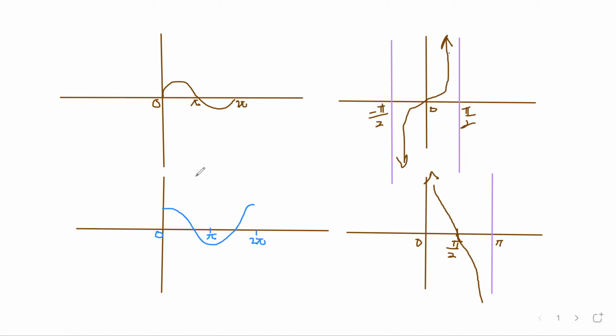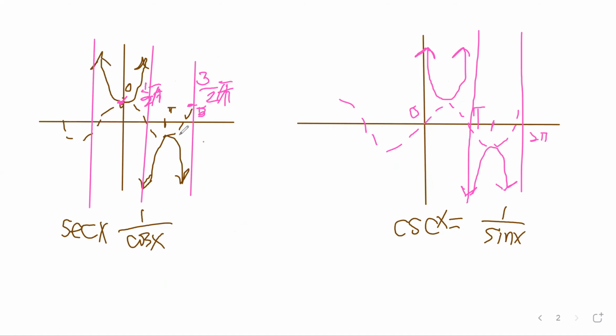The period for sine and cosine are both 2 pi, and then tangent and cotangent both have a period of pi. Okay. Next, we also learned about secant x. If we want to draw secant x, we want to draw cosine first. If we draw the cosine first, we will be able to draw the secant easily.